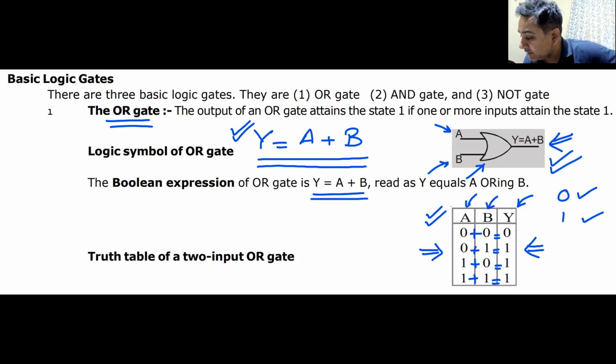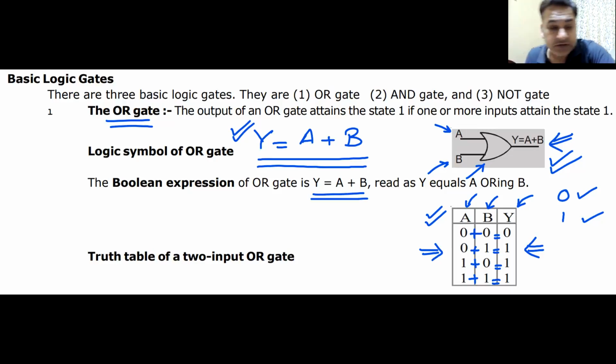Don't get confused in the symbols. OR gate and AND gate may look very similar, but the symbols are different. AND gate and NAND gate, OR gate and NOR gate, they just have a very small difference, and you have to understand that difference. Have we done this?